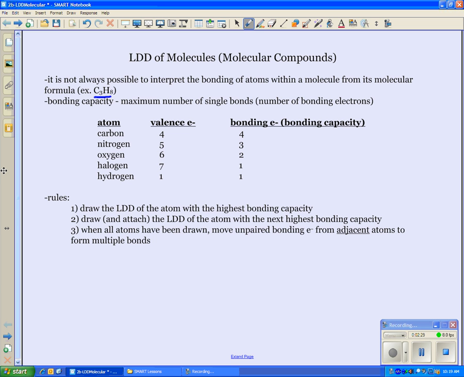The second step is to start drawing and attaching the Lewis dot diagrams of the atoms with the next highest bonding capacities. So again, starting from the middle, working our way outward. Once all of the atoms have been drawn with their electrons, then we can move unpaired bonding electrons from adjacent atoms to form multiple bonds. And we'll see this as we do a few examples on the next page.